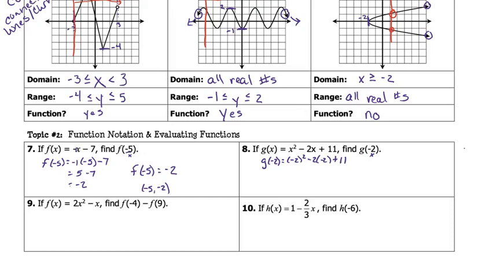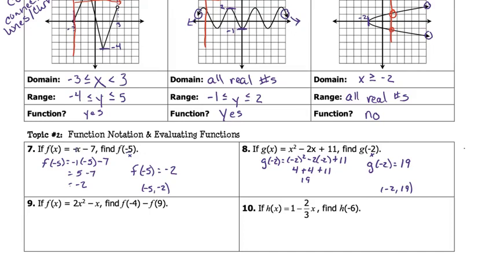We're going to need to do a little simplifying here. Negative 2 squared, negative 2 times negative 2, is 4. Negative 2 times negative 2, still 4, so plus 4, plus 11. So 4 plus 4 is 8, plus 11 is 19. So I would say that g at negative 2 is equal to 19. Again, if I was thinking about that as a coordinate, that would mean that x was negative 2 and y was 19.